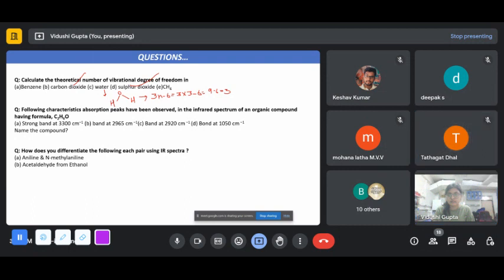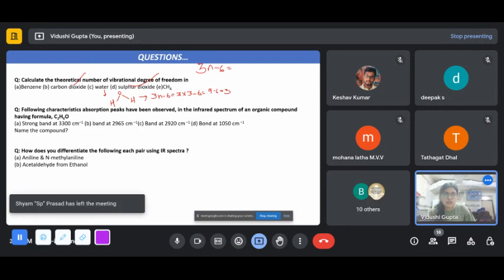Non-linear. Yeah, it's non-linear. Sulfur dioxide will also have the same shape like water, so it will also be non-linear. That means 3n minus 6. Same here, in sulfur dioxide there will be 3 atoms. So 3 into 3 minus 6, 9 minus 6, that is 3.